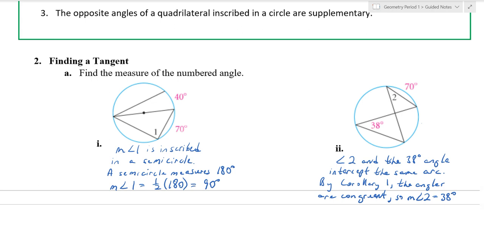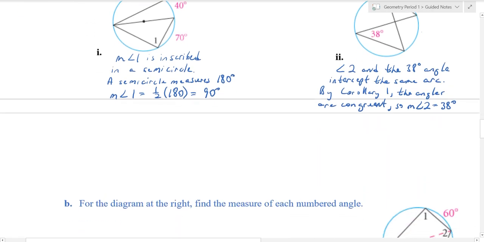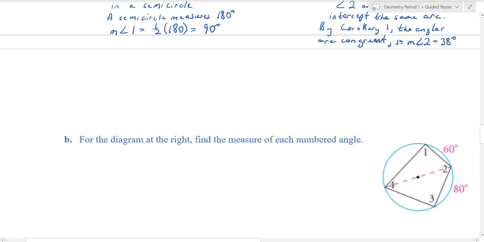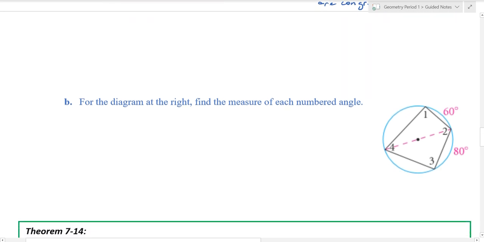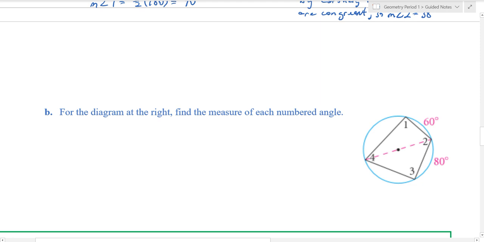Well, let's take a look at what's next. Part B. Part B is for you to do. It has its own diagram here. So you know the drill by now, hopefully. As soon as I finish reading it, pause the video, give it a shot, and then see if you get the same answer I do. So we start. For the diagram at the right, find the measure of each numbered angle. Have fun.